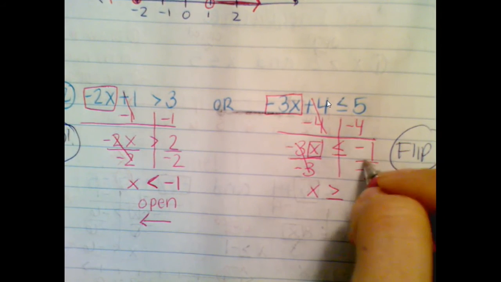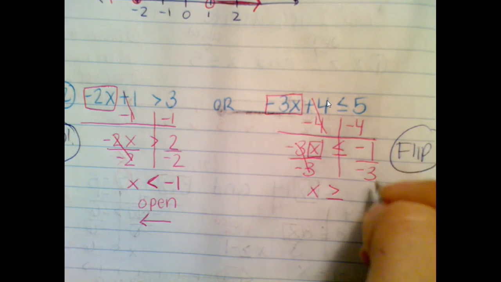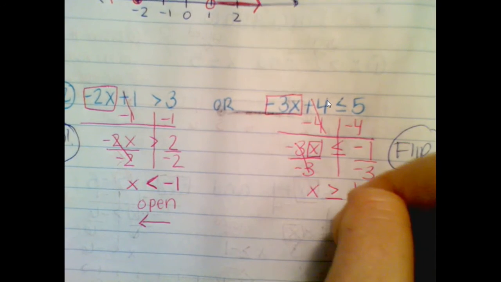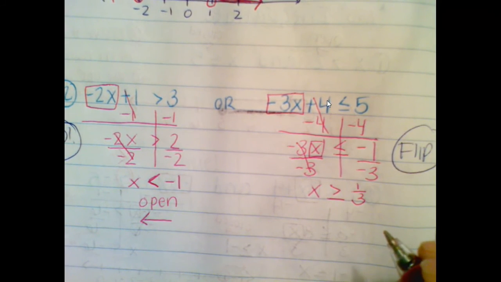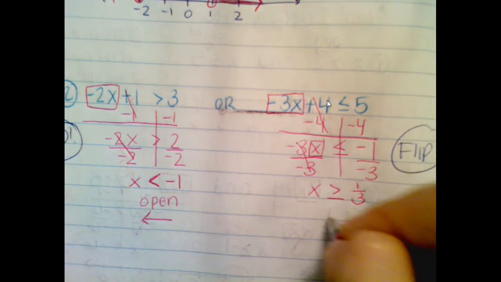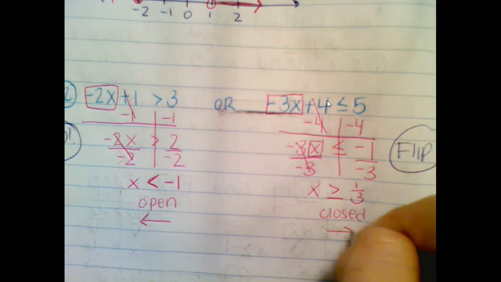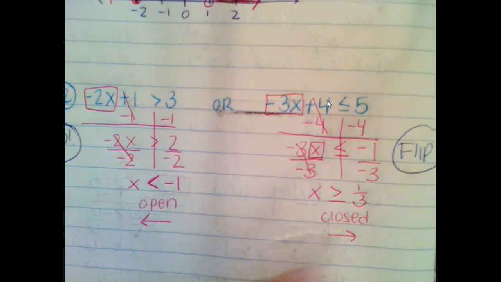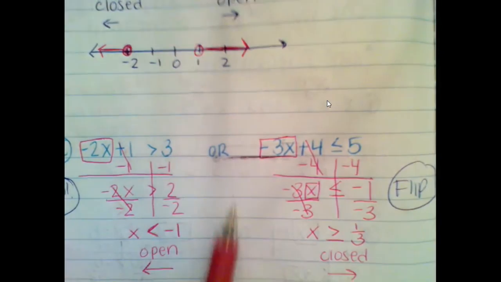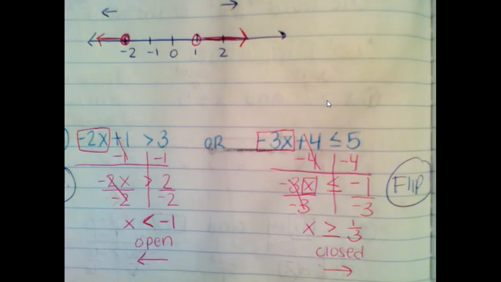So negative divided by negative is a positive. 1 divided by 3 is just 1/3. And you can use your calculator and you'll get 0.33. I would leave it as a fraction. So this one is closed and this one is going to the right, which it should be because, as we learned from above, we should have opposites for or. Whenever you see or, it should go opposite directions.